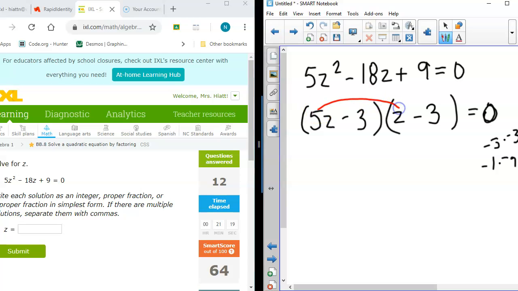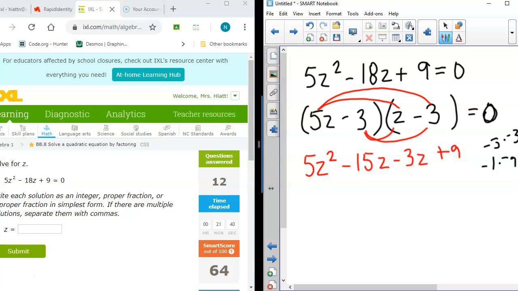So 5z times z is 5z squared. And then 5z times negative 3 is negative 15z. And then negative 3 times z is negative 3z. And then negative 3 times negative 3 is positive 9. And when we put that together, we get 5z squared minus 18z plus 9, because those two middle terms, the negative 15 and negative 3, give us negative 18. That is what we started with, so we know we factored correctly.